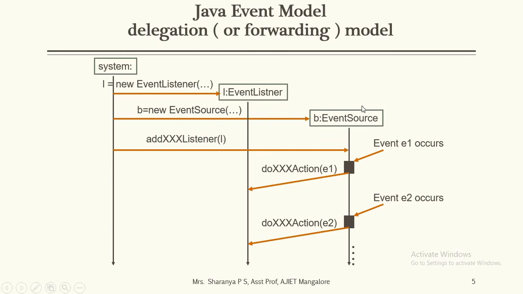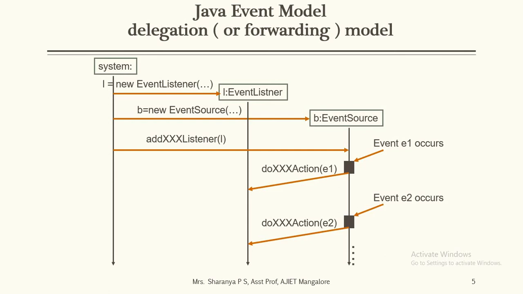What is the event source? The source is an object on which the event occurs. The source is responsible for providing the information of the occurred event to its handler. Whereas the event listener is also known as an event handler. The listener is responsible for generating a response to an event. The listener waits till it receives an event. Once the event is received, the listener processes the event and then returns.